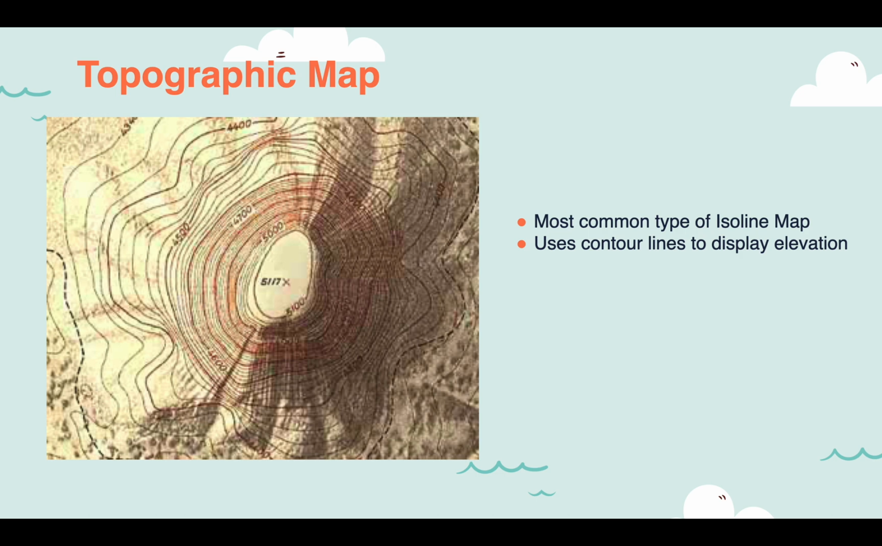The most common type of isoline map is a topographic map. If anyone was ever in the Boy Scouts or the Girl Scouts, they've probably seen this type of map. It's the type of map that you use when you go hiking. It uses contour lines to display elevation.